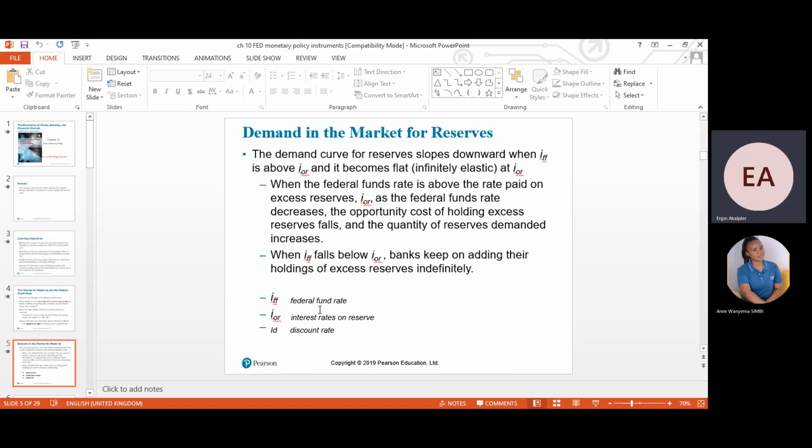When the federal funds rate is above the rate paid on excess reserves, the interest rate on reserves, the federal funds rate decreases, the opportunity cost of holding excess reserves falls, and the quantity of reserves demanded increases. And when the federal funds rate falls below the interest rate on reserves, banks keep adding to their holdings of excess reserves indefinitely.